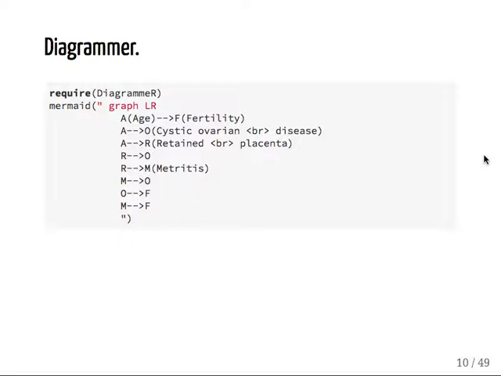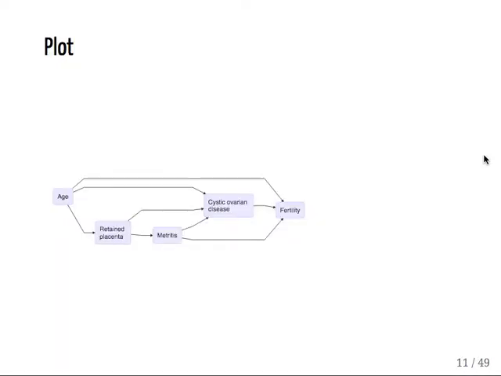And if you know a little bit of HTML, you know that this is HTML to break up things and put in space. And so this is sort of what it would then look like. So you would have age has an effect on fertility, but it has an effect on retaining placenta, this medical thing, cystic ovarian disease, and ultimately affecting fertility. But it also affects metritis, which also affects cystic ovarian disease, which also affects fertility.